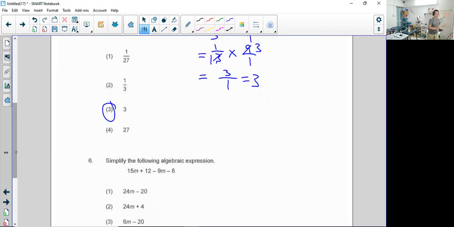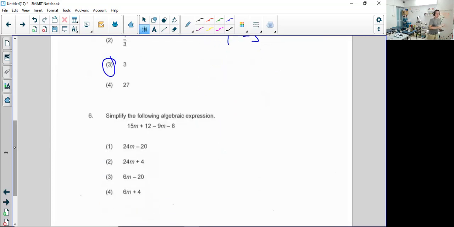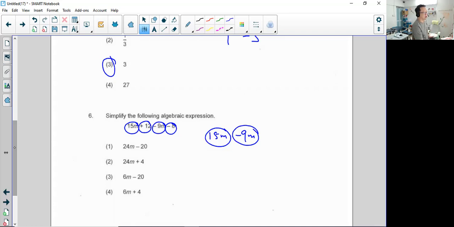All right, simplify the following expression. So you circle the groups, right? We have done this quite a few times. You circle the groups and you put the groups with the same kind together. Like for example, 15M, you put together with another group of the same type, which is the M also, right? Minus 9M. And you put the groups with the whole numbers together. So plus 12, and then there's a minus 8.